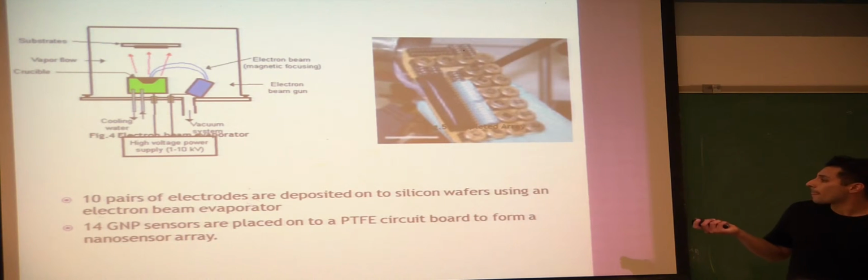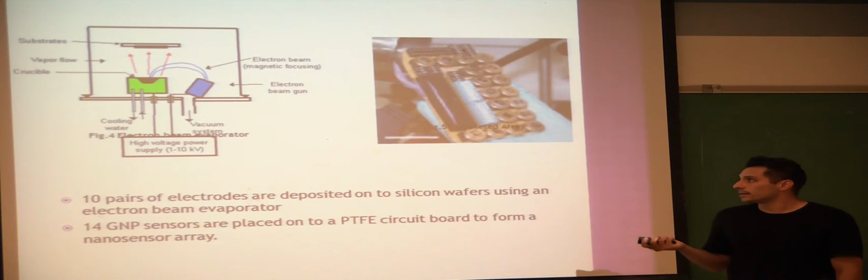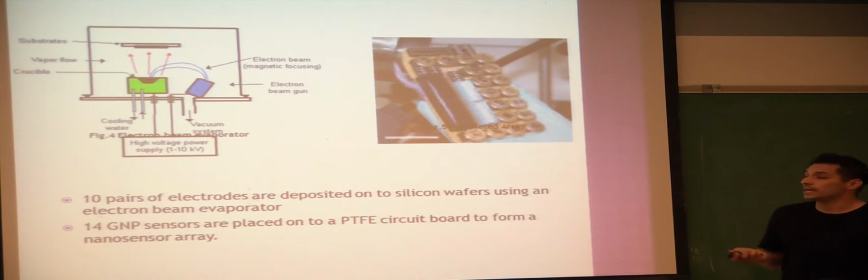circuit. And so there's 10 of these pairs that are deposited onto a silicone wafer, and then you take 14 of these sensors, and you place them onto a circuit board, and it forms a nanosensor array. And then here's a picture of the completed array.